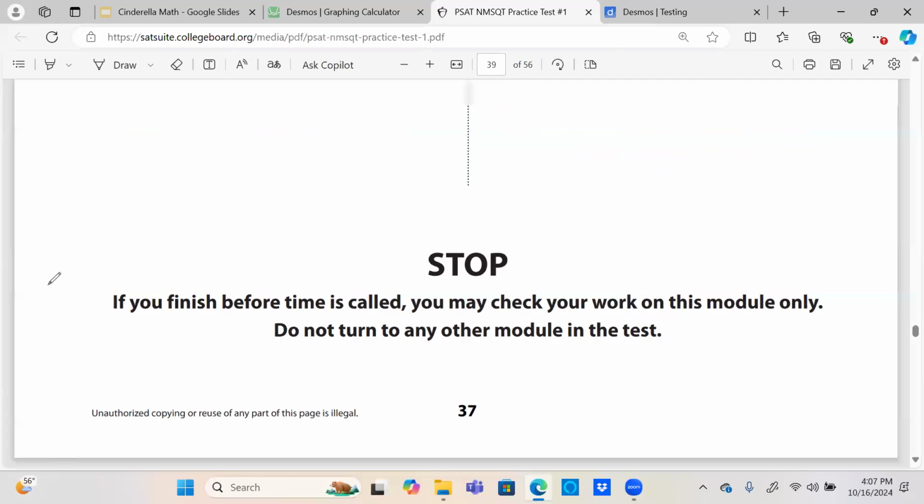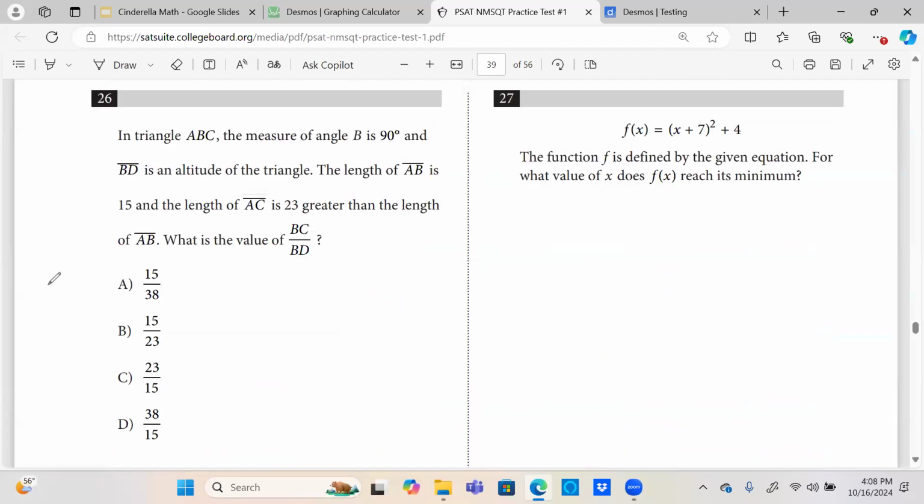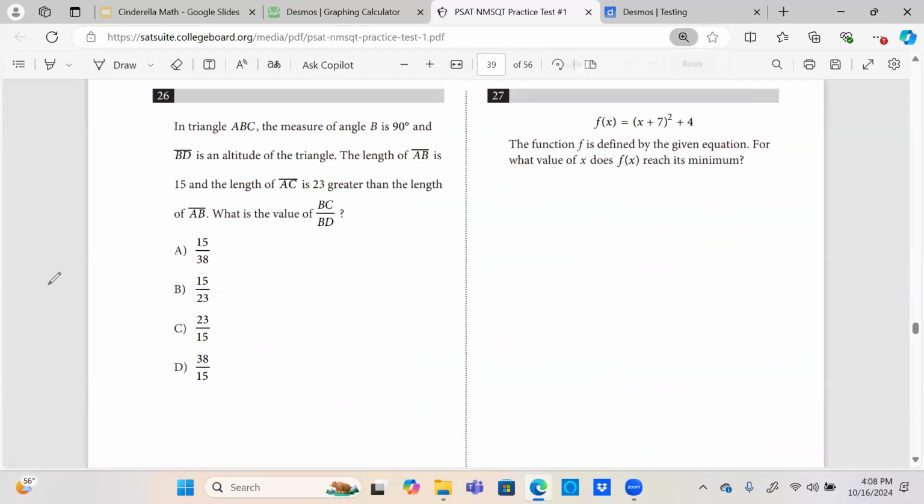And now I think that's the end. Yes, that's the end of module 1, but I still need to figure out this one. I will do module 2 in a separate video. Why is this one so rude?